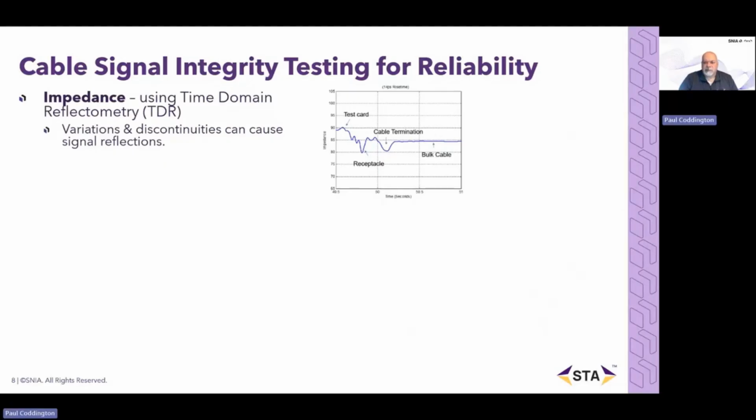This is a sample TDR plot shown to the right with the various components of the cable assembly indicated on it, shown next to the effects that they've caused.